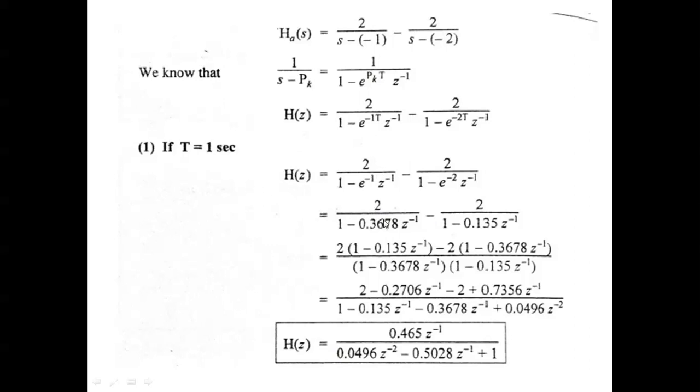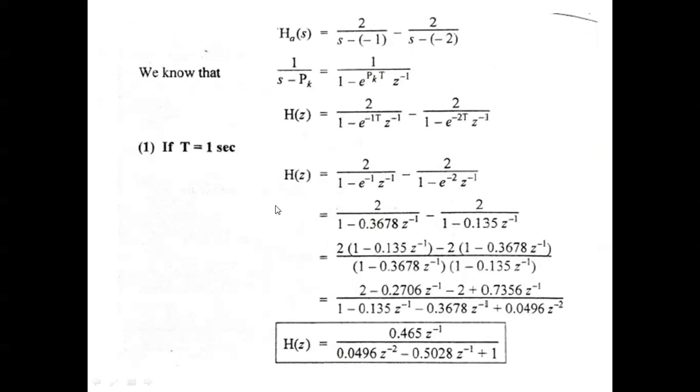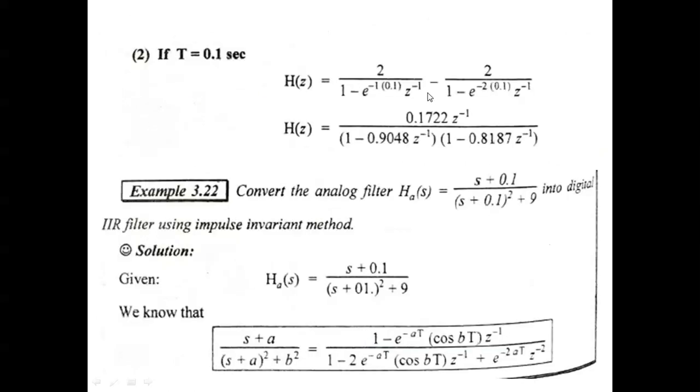If you apply T equal to 1 second, you get 1 minus 0.378 z inverse, and 0.135 z inverse. Then simplify the equation, and finally you get 0.465 z inverse divided by (0.0496 z to the power minus 2 minus 0.502 z inverse plus 1). In the problem they gave T equal to 1 second and T equal to 0.1 second. We got the equation for T equal to 1 second. Now apply T equal to 0.1 second, then you get the equation.